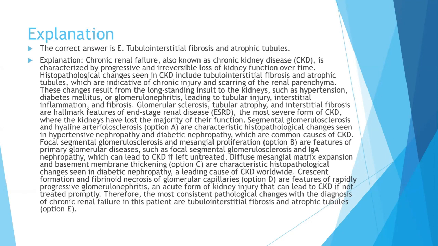This was a case of chronic kidney disease, which is characterized by progressive and irreversible loss of kidney function over time. Histopathological changes include tubulointerstitial fibrosis and atrophic tubules, which are indicative of chronic injury and scarring of the renal parenchyma. These changes result from long-standing insults to the kidney, such as hypertension, diabetes mellitus, or glomerulonephritis. These all lead to tubular injury, interstitial inflammation, and fibrosis. CKD will ultimately lead to renal failure.